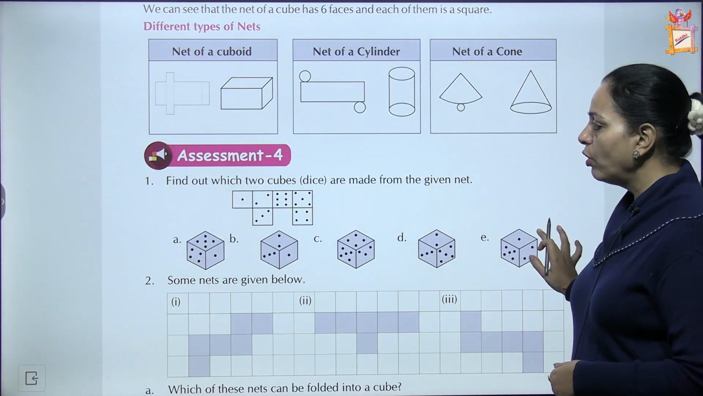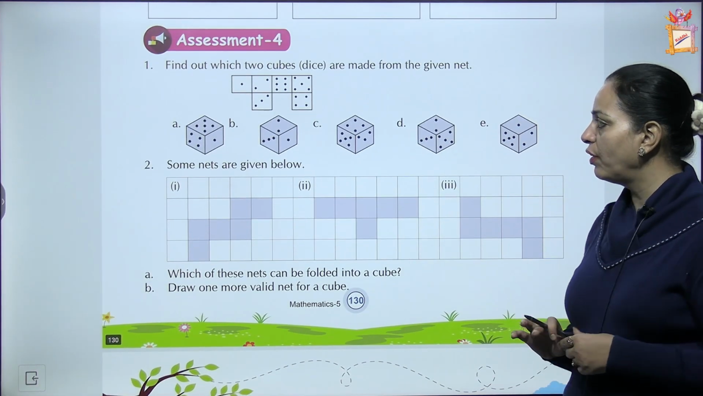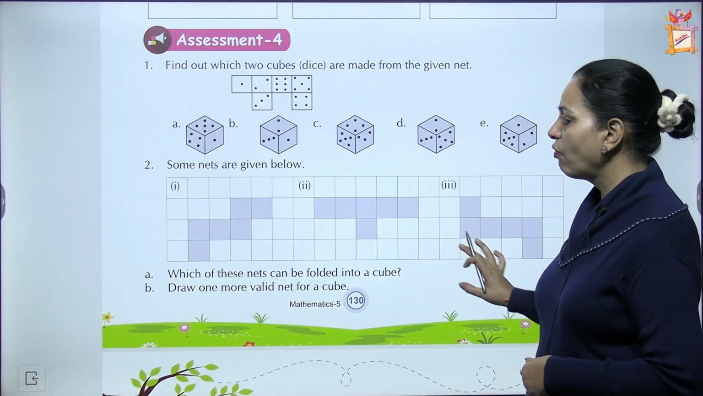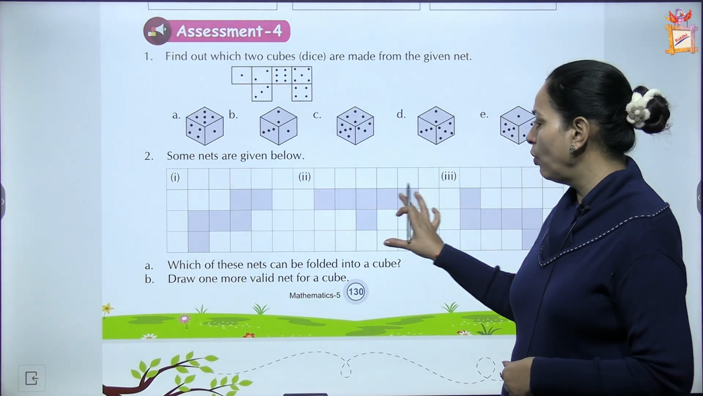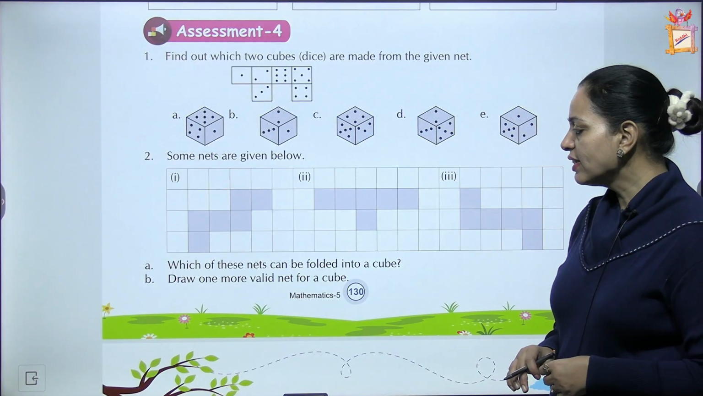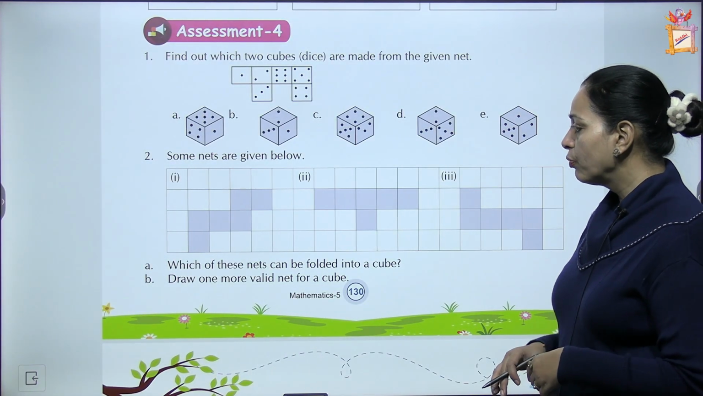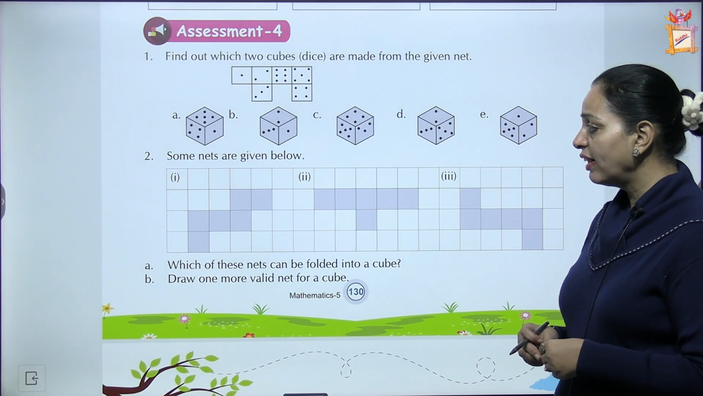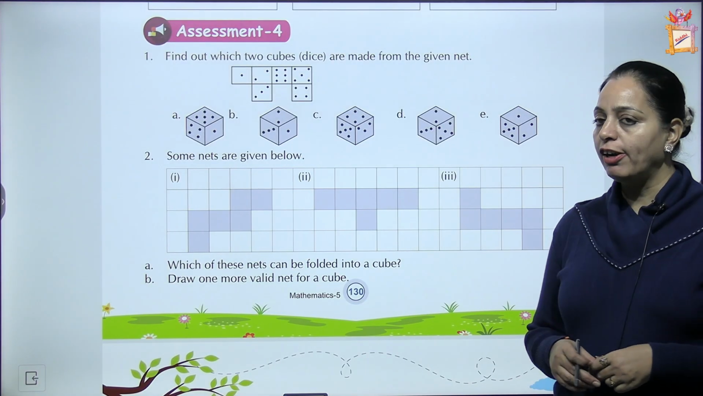Now assessment 4, find out which 2 cube dies are made from the given net. So you can just find out. And the second one, some nets are given below. Which of these nets can be folded into a cube? So cube कौन से net से आ सकता है? You just find it out and draw one more valid net for a cube.